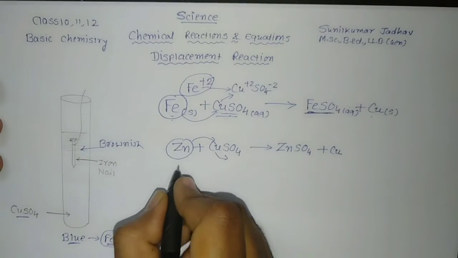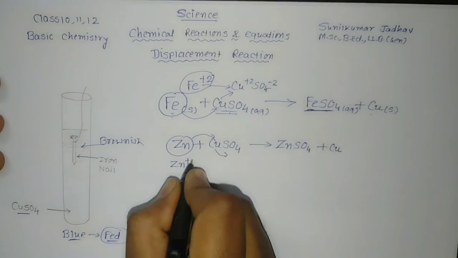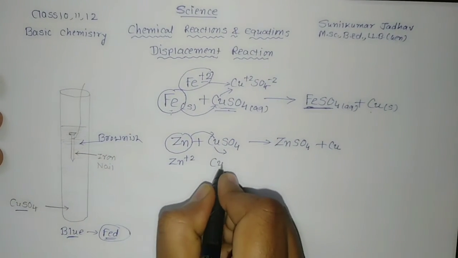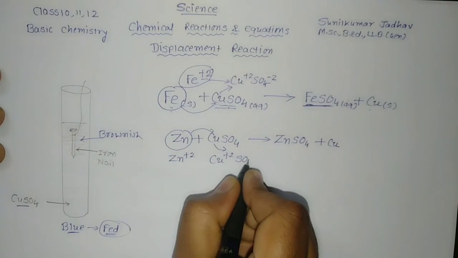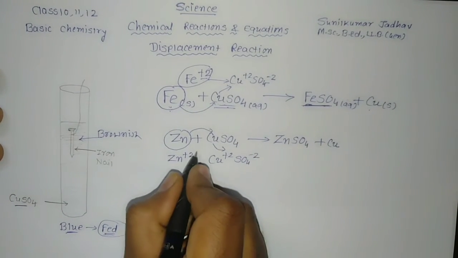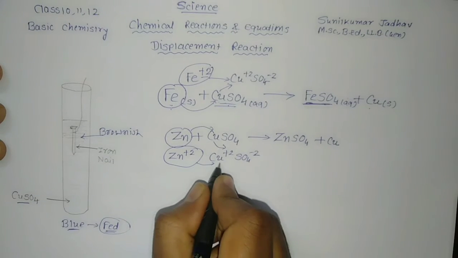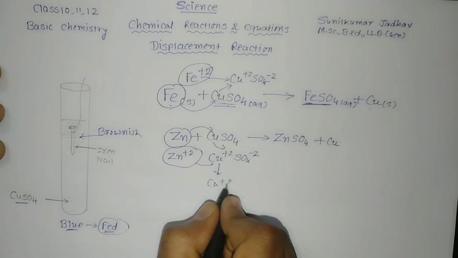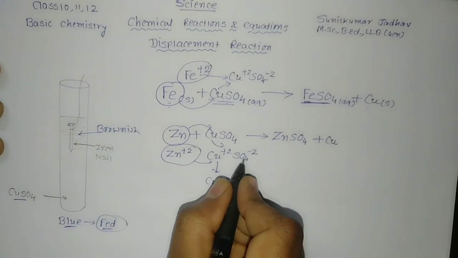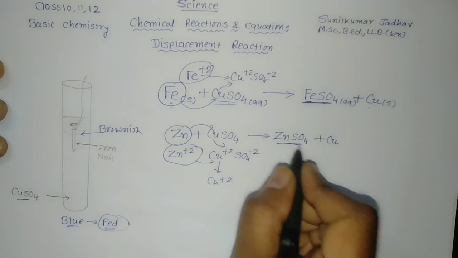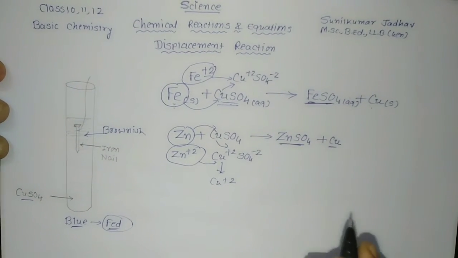In a similar way here also the same thing happens, that is Zn plus 2, its charge is plus 2, Cu plus 2 and SO4 minus 2. Similarly, Zn plus 2 will remove this copper, that is Cu plus 2, and it will take place, Zn plus 2 and SO4 minus 2, it will form ZnSO4, and this Cu has been removed.